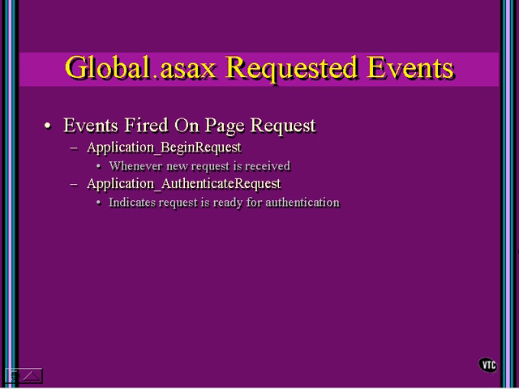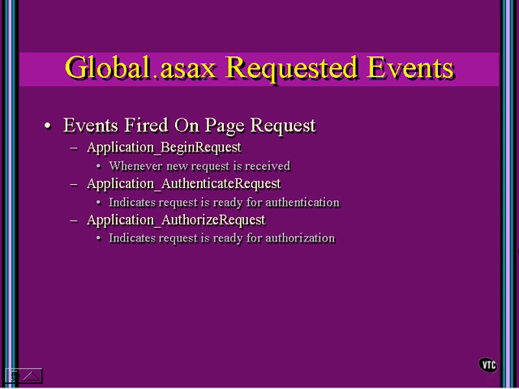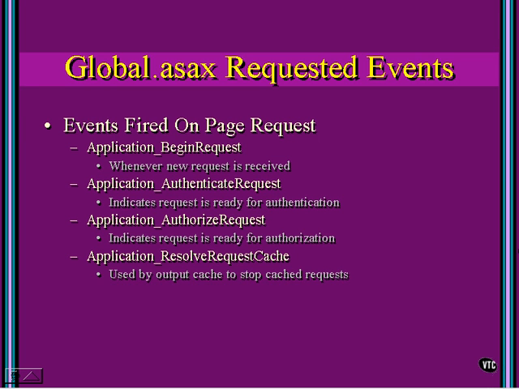Application_AuthenticateRequest. This indicates that the request is ready for authentication. Application_AuthorizeRequest. It indicates that the request is ready for authorization. ResolveRequestCache. It's used by the output cache to stop cached requests. Now, we haven't talked about the cache yet, but we will later.